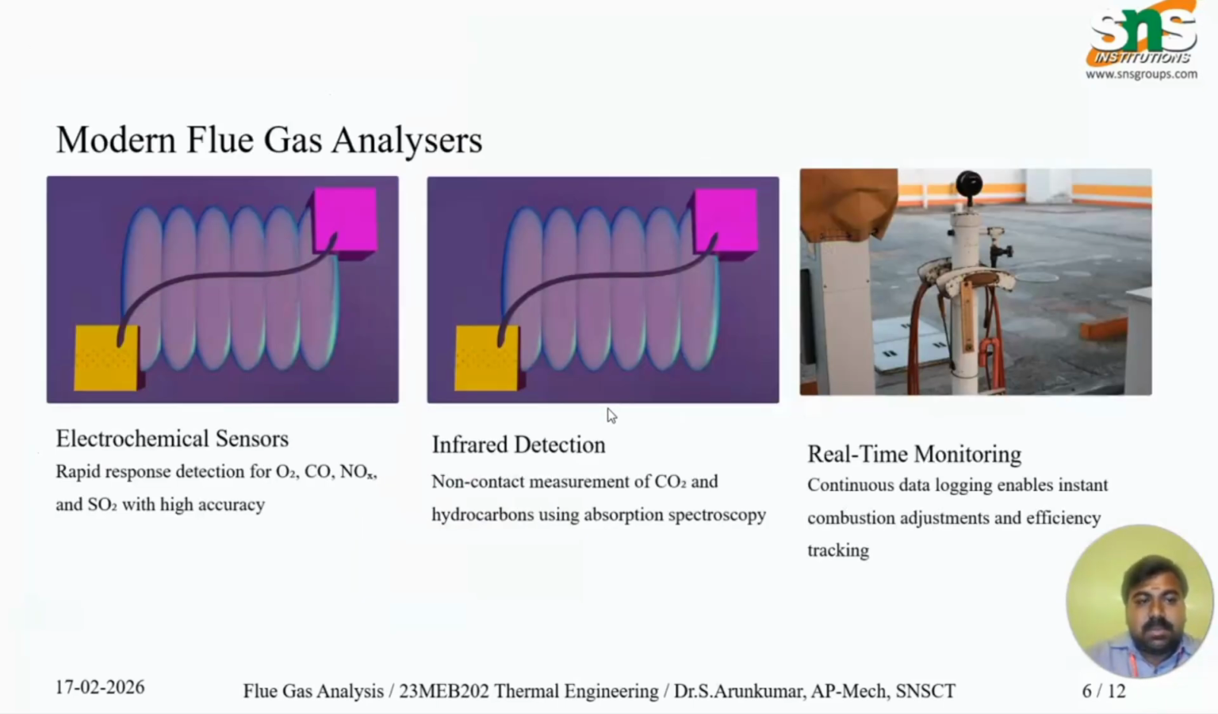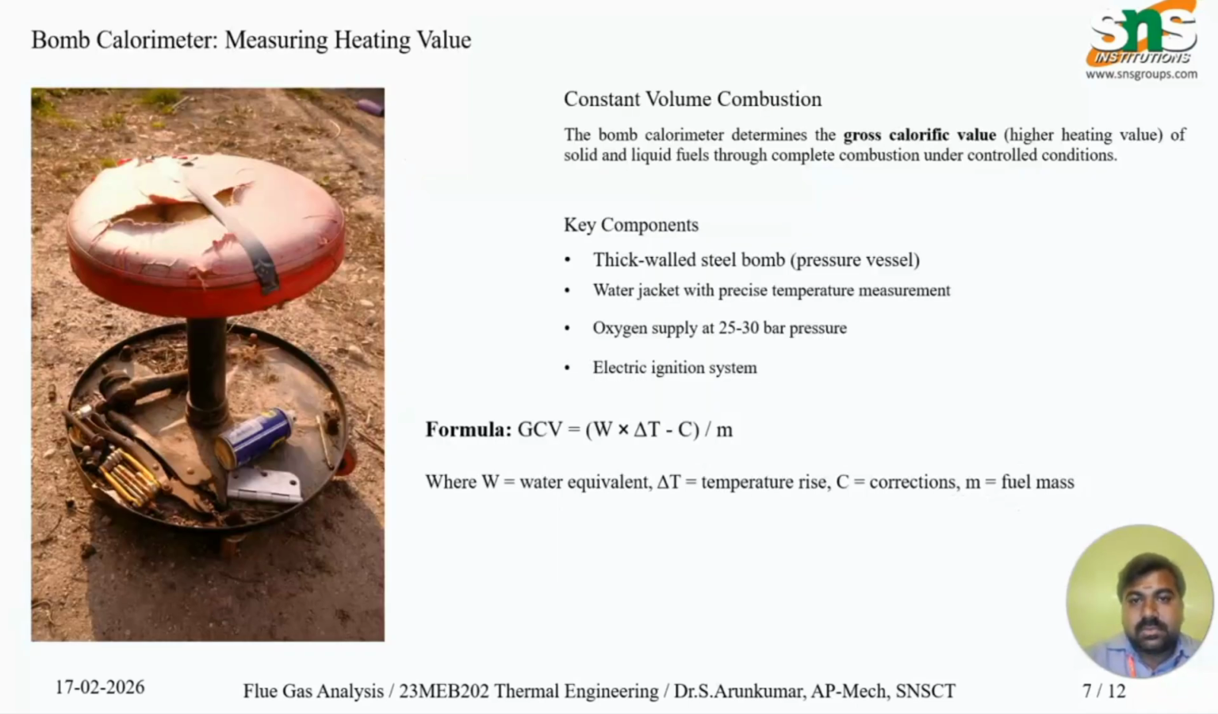So these are some other types of modern flue gas analysis: electrochemical sensors, infrared detection, and real-time monitoring. The electrochemical sensors are rapid sensors used to detect carbon dioxide, oxygen, as well as nitrogen oxide and sulfur dioxide with high accuracy. So the bomb calorimeter we already discussed.